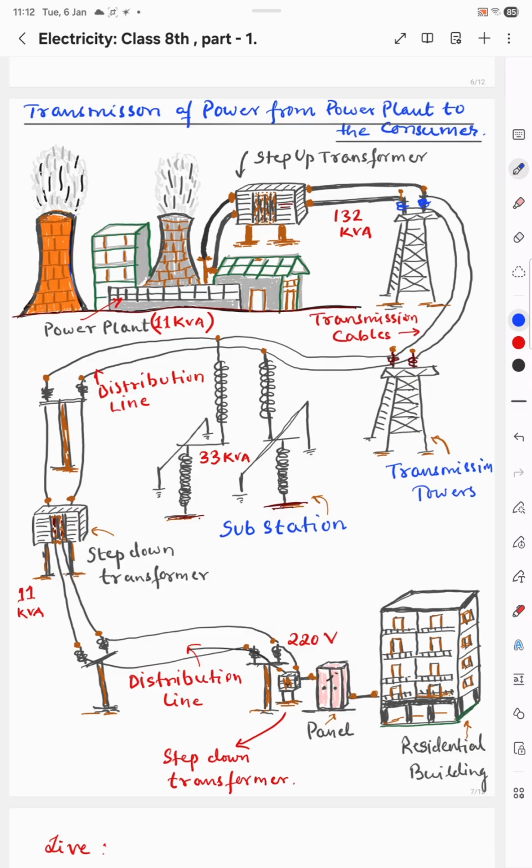If you carefully look at this diagram, you will get a fair idea about how power is distributed from the power station to the substation, then to the distribution lines, then to the panel, and it comes to the consumers. Okay students, so we'll end this part here.